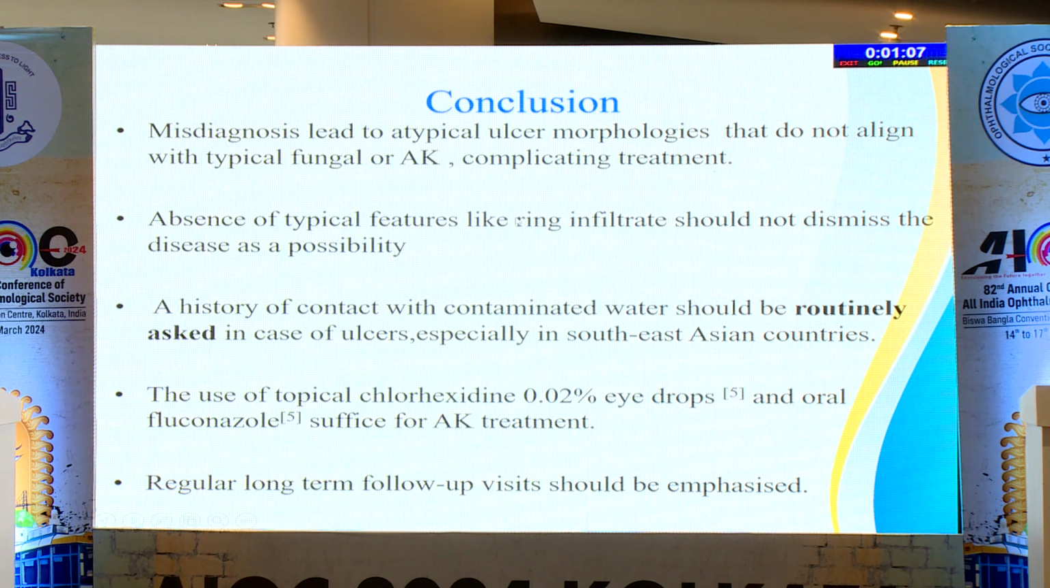So my conclusion is, misdiagnosis leads to atypical ulcer morphologies that do not usually align with typical fungal or acanthamoeba keratitis, which complicates the treatment. Absence of typical features like ring infiltrate should not dismiss the disease as a possibility. A history of contact with contaminated water should be routinely asked in case of ulcers, especially in Southeast Asian countries.